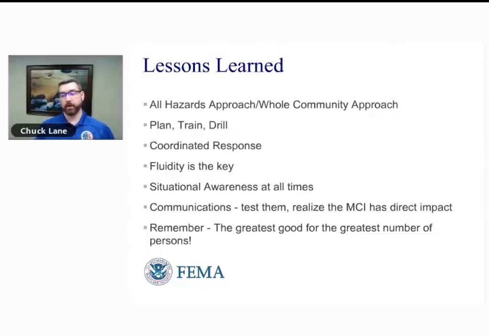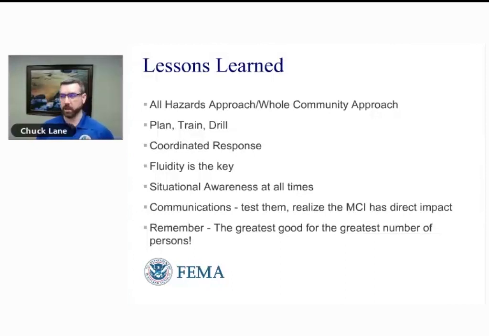Coordinated response, again, goes back to that whole community approach. Who are you working with? Who are you talking to? How does what they're going to do in the field, or how EMS is going to transport patients to the hospital, impact you? But also, how do your practices impact them? If you can't rapidly accept patients, you tie up an ambulance and an EMS crew, and they can't go out into the field to get more victims. So think about how quickly you're doing things and who else you might be impacting as well.